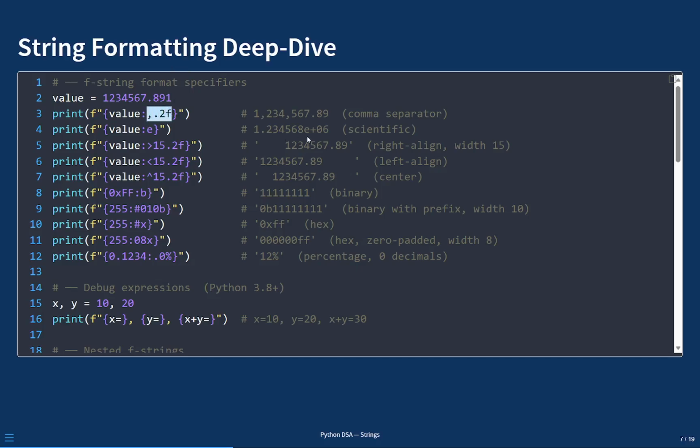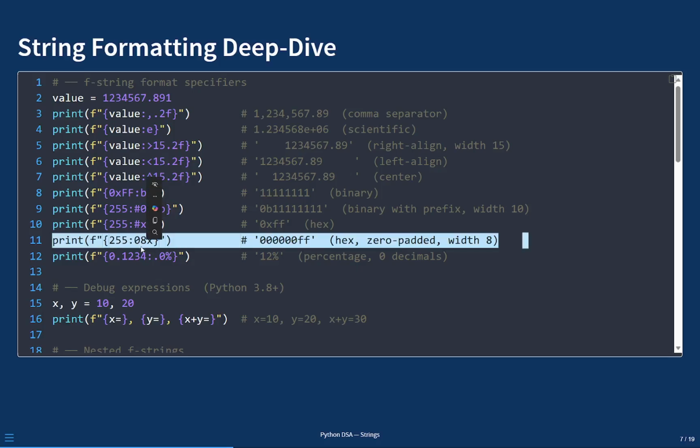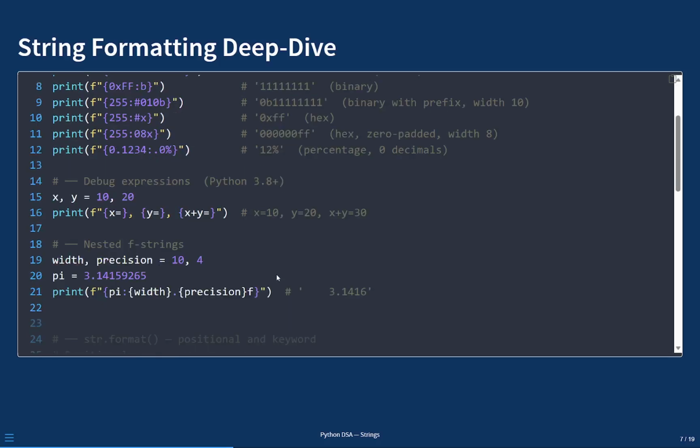e switches to scientific notation. Greater than, less than, and caret control alignment: right, left, center, with an optional width. For integers, b gives binary. #010b adds the 0b prefix and pads to width 10 with zeros. #x gives lowercase hex.